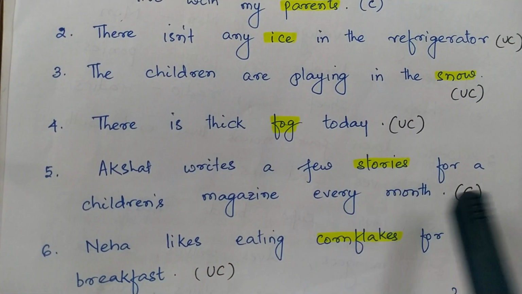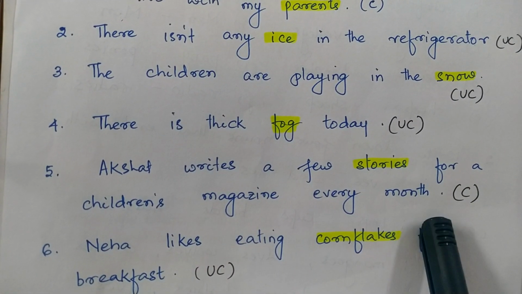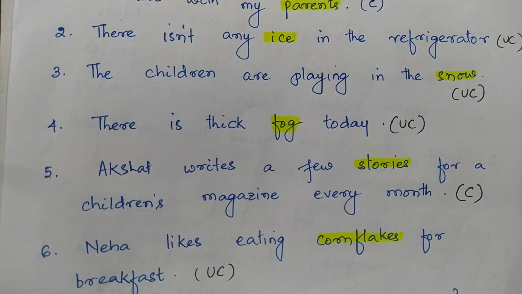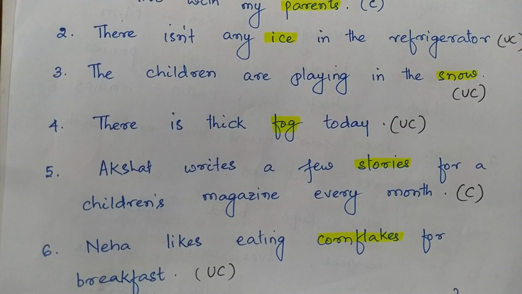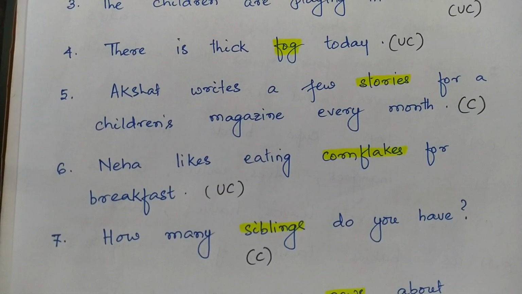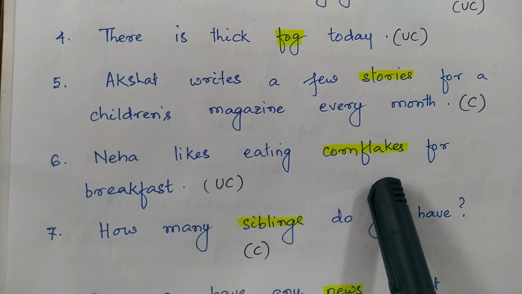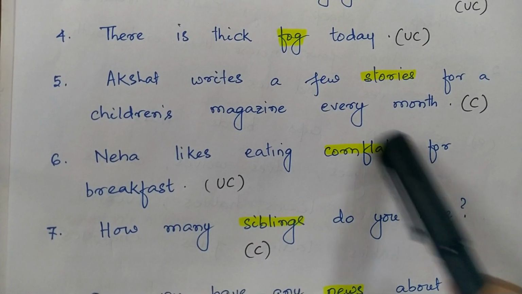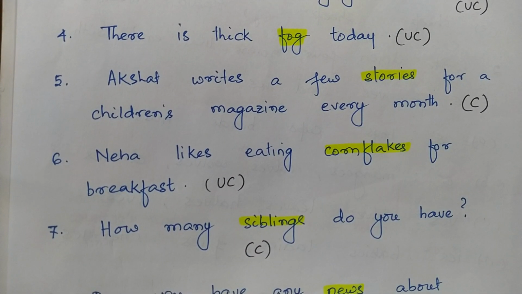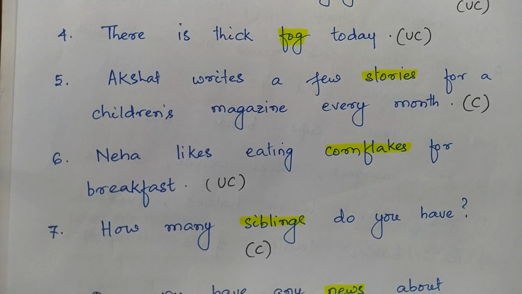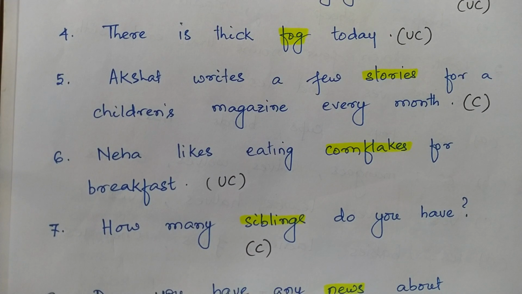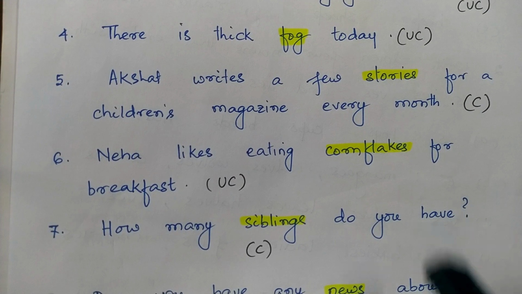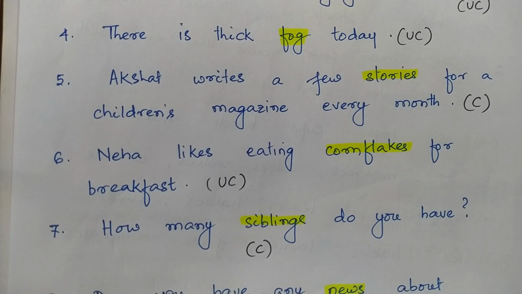Number 5. Akshat writes a few stories for a children's magazine every month. Now, you can count the number of stories. Therefore, stories is countable. Like suppose Akshat writes 5 stories, 6 stories a month. It is countable. Number 6. Neha likes eating cornflakes for breakfast. Cornflakes is uncountable. The cornflakes packet which you see is either 500 grams or 1 kilo. That is a measure of the quantity in grams or kilograms. But as such, you cannot count the grains of cornflakes.